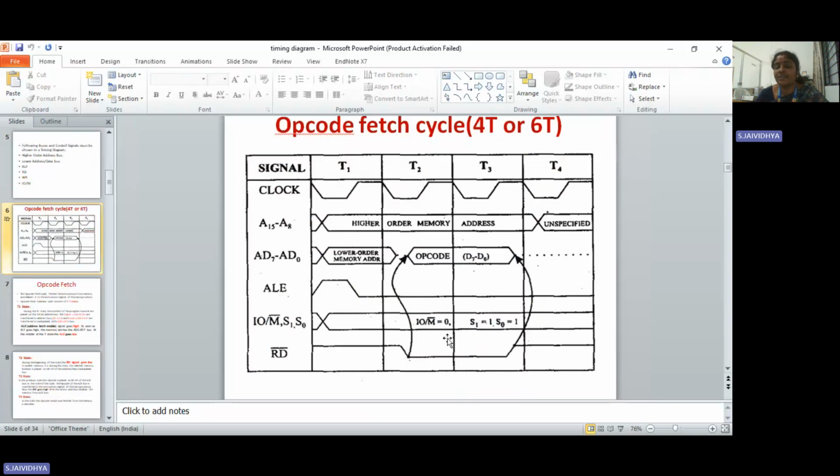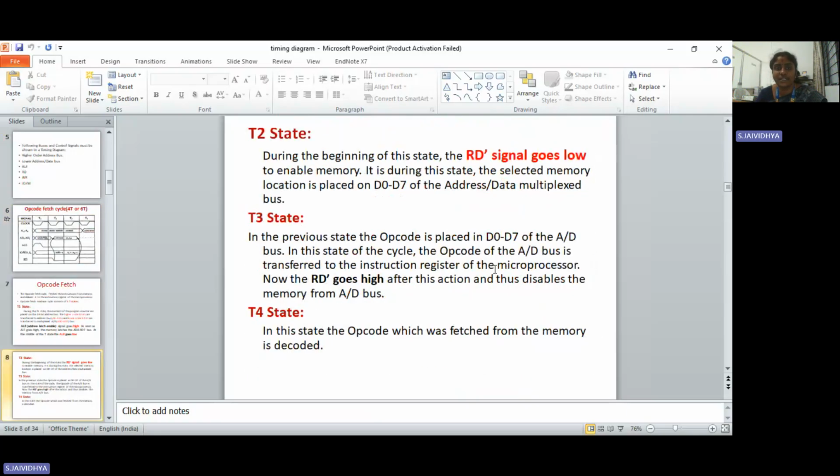So we are reading the signal. We are not writing anything. We are getting the opcode for that particular instruction. So the read signal is enabled here during the D0 to D7. So this is the opcode fetch discussion.